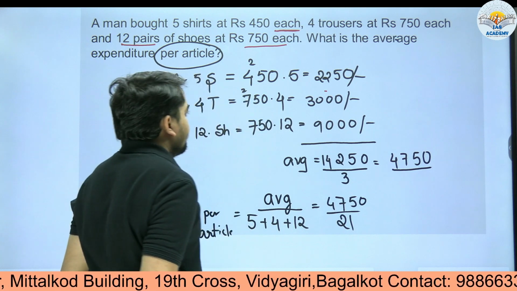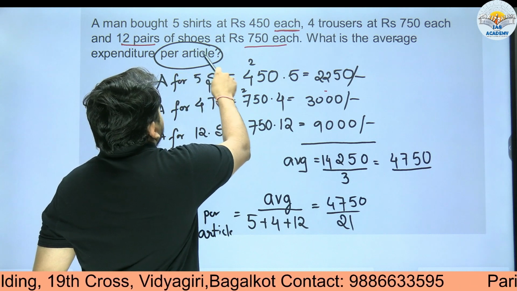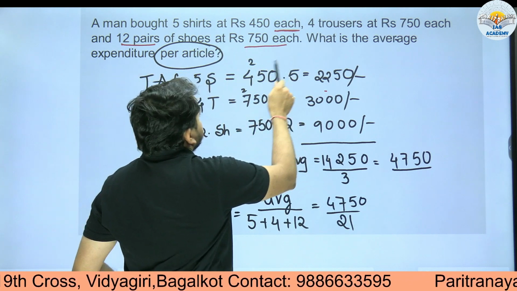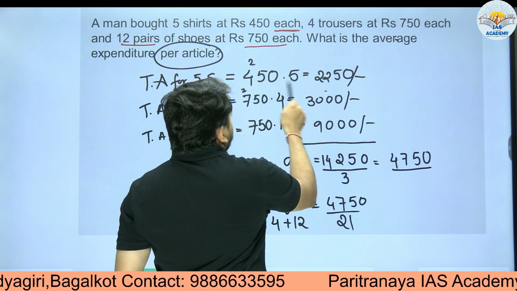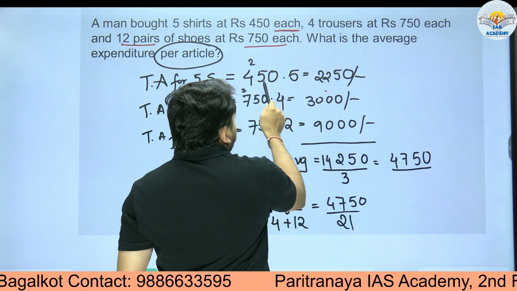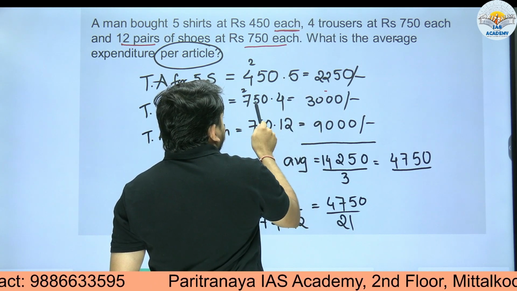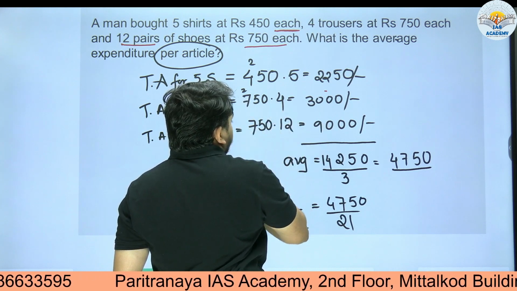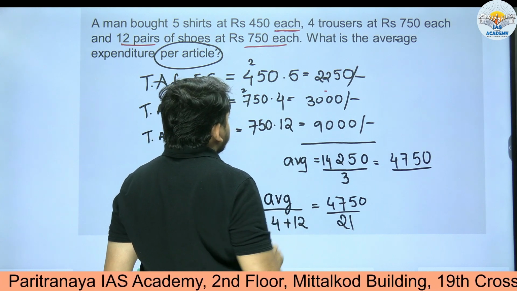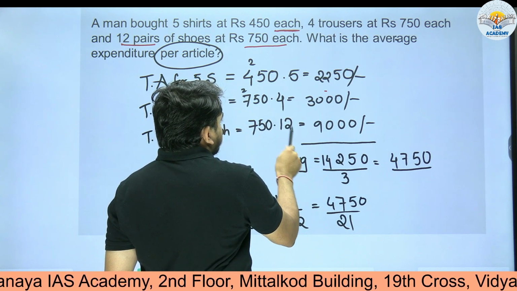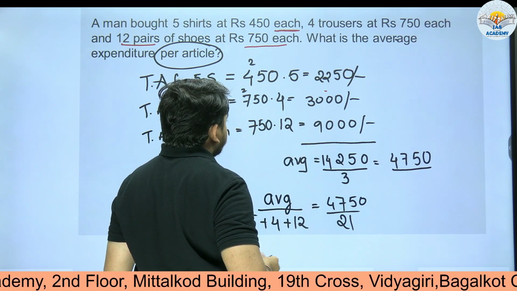Okay, did we make any wrong calculation here? So a man bought 5 shirts at rupees 450 each. 450 into 5, that is 2250. 750 into 12, that means 750 into 4 into 3. So that is also right.